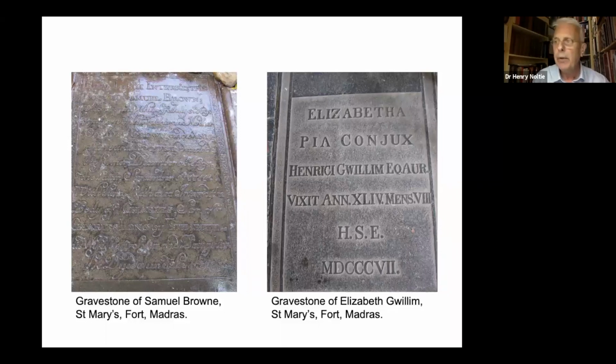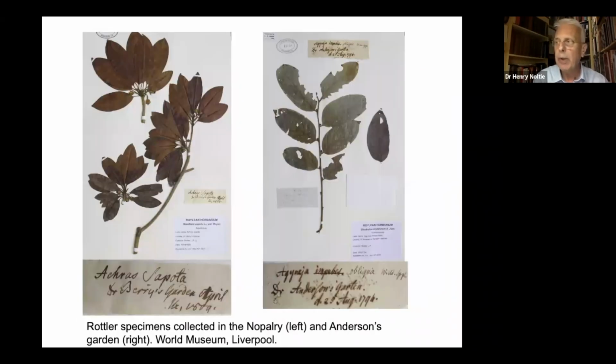Lady Gwillim's closest botanical contact was with Rottler. He trained in Germany in Copenhagen and went to Tranquebar as a missionary. He botanized with colleagues and supervised the missionary garden. He sent many specimens back to European botanists, especially to Carl Ludwig Willdenow in Berlin, who published many species based on Tranquebar material in his fourth edition of Linnaeus' Species Plantarum.